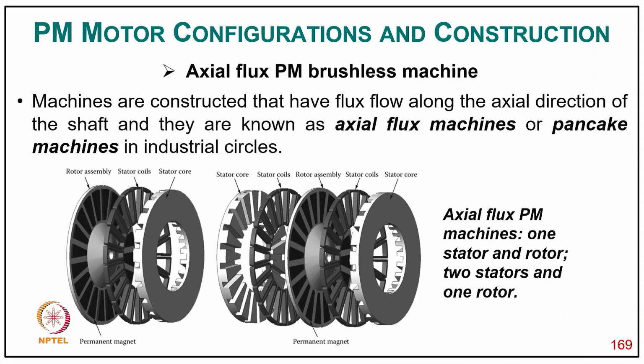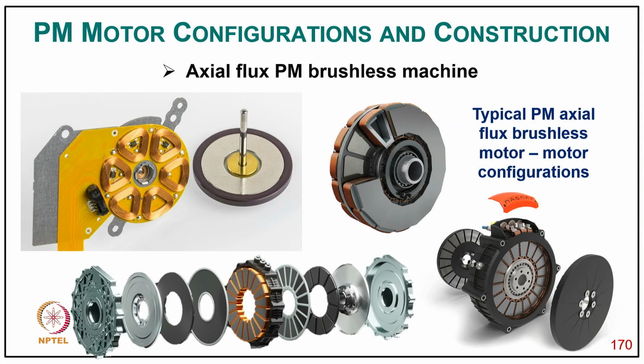Coming to the axial flux brushless machine, these machines are constructed to have a flux along the axial direction of the shaft, and they are known as axial flux machines or pancake machines. As you can see, we have a machine with the stator in between and a rotor on both sides, or we have a stator core on both sides and the rotor in between. The coils, how the stator coil looks like, give a complete concept of the geometry.